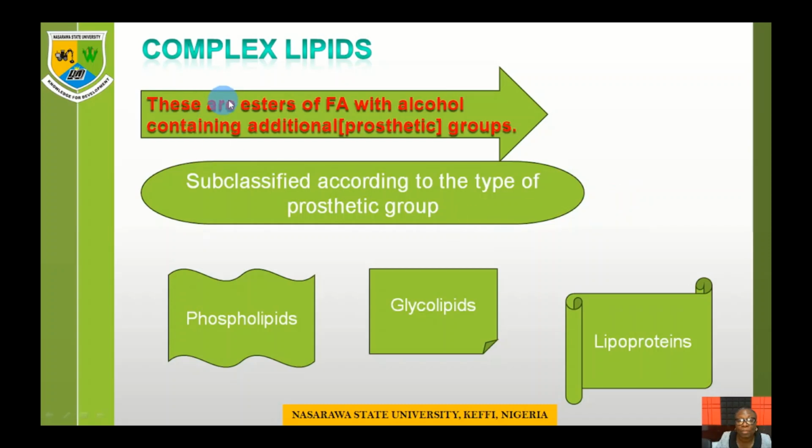Now, for complex lipids, I've told you they can also be called compound lipids. They are esters of fatty acid with alcohol, and they can contain additional groups, prosthetic groups. And these complex lipids are subclassified according to the type of prosthetic group. We have about 3 of them. Number 1 are the phospholipids. Number 2 are the glycolipids. Number 3 are the lipoproteins.